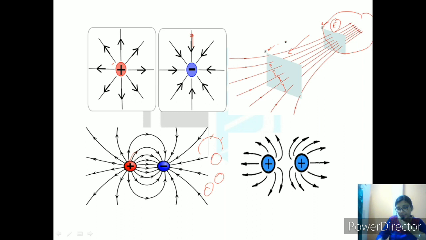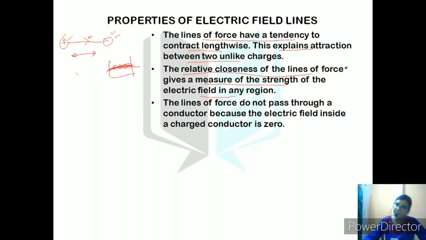Now if the electric field is uniform, the strength of the electric field is the same, so in that case we will draw lines parallel to each other and equispaced. If we have field lines parallel to each other and equispaced, the space between them being equal everywhere, then this field is called a uniform electric field. Clear? Now let's go back to the properties of the electric field lines.